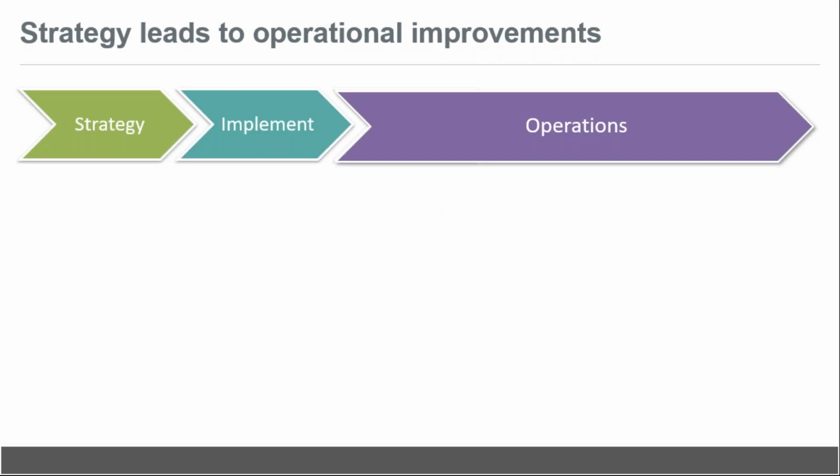So what is the purpose of a strategy? You don't do a strategy just for the sake of a strategy. You do a strategy because you want to turn this into content operations. So you have a strategy, you implement the strategy, and then you operationalize it. And I can't tell you how many times I've done a strategy for a company and they go, thank you very much, and they put it in a drawer and they don't act on it.